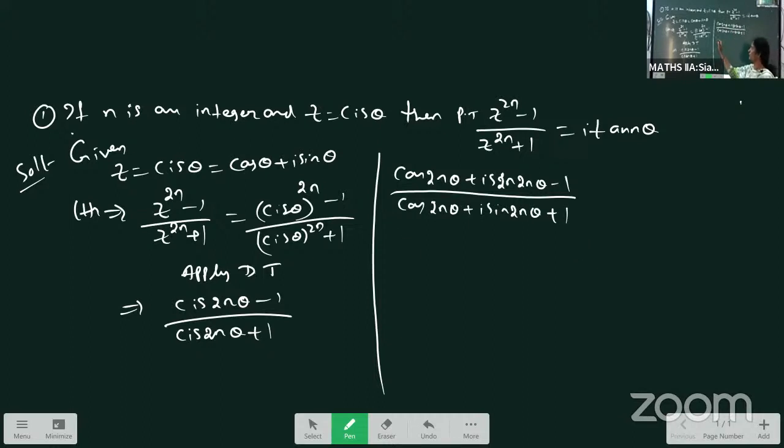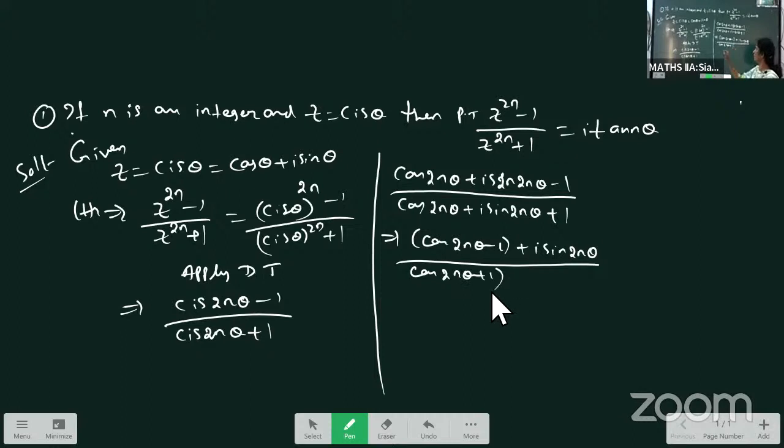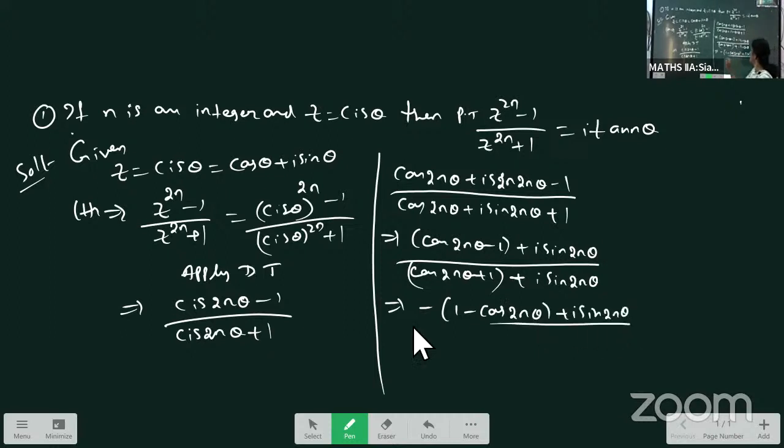Now put real parts together. The real parts are cos 2n theta minus 1 plus i into sin 2n theta, divided by the denominator, also real part cos 2n theta plus 1 plus i sin 2n theta. In the numerator, we know the 1 minus cos 2 theta formula. Take minus common. If we take minus common, this becomes 1 minus cos 2n theta plus i sin 2n theta, divided by, this is also in the same format, 1 plus cos 2n theta plus i sin 2n theta.